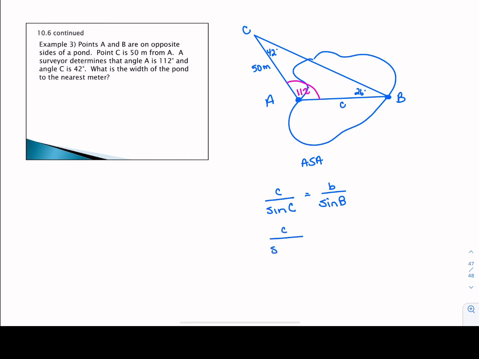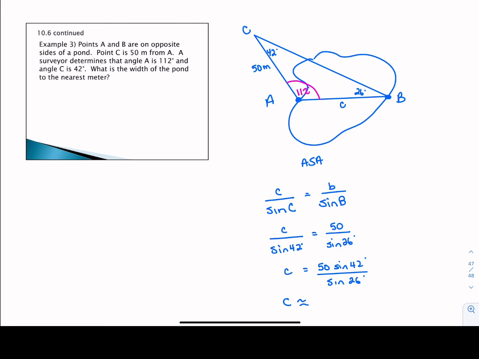So c divided by the sine of 42 degrees is going to be equivalent to side length b, or 50 meters, divided by the sine of angle B, which we know to be 26 degrees. So once again, we can cross multiply and divide. So we'll have 50 multiplied by the sine of 42 degrees, and we're going to divide that by the sine of 26 degrees. So you can get an approximation for the width of the pond using that formula.